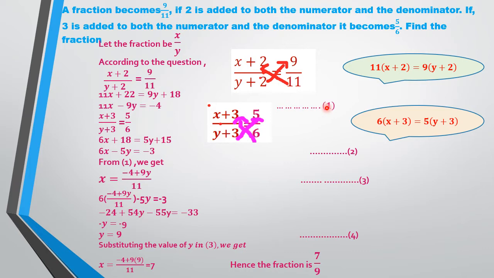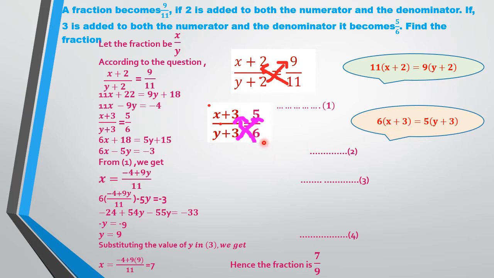Now let us move to the second condition. If 3 is added to both the numerators and denominators, it becomes 5 by 6. So here is the second condition. We have to add 3 to both the numerators and denominators. Then we will get 5 by 6 in the RHS. I have denoted what to do with these two equations in this box. You have to cross multiply the denominators and be very careful that while cross multiplying you should use the brackets.